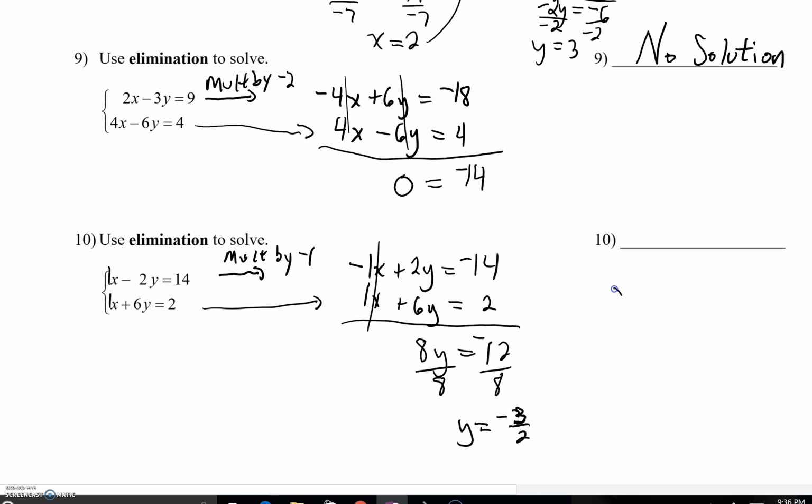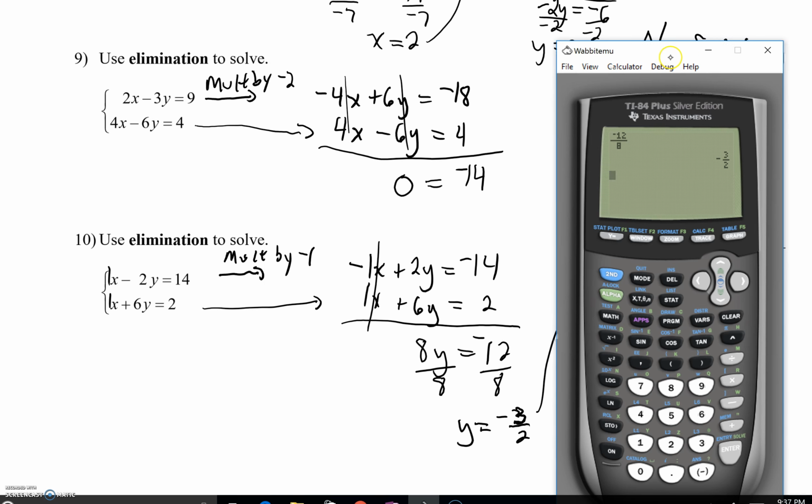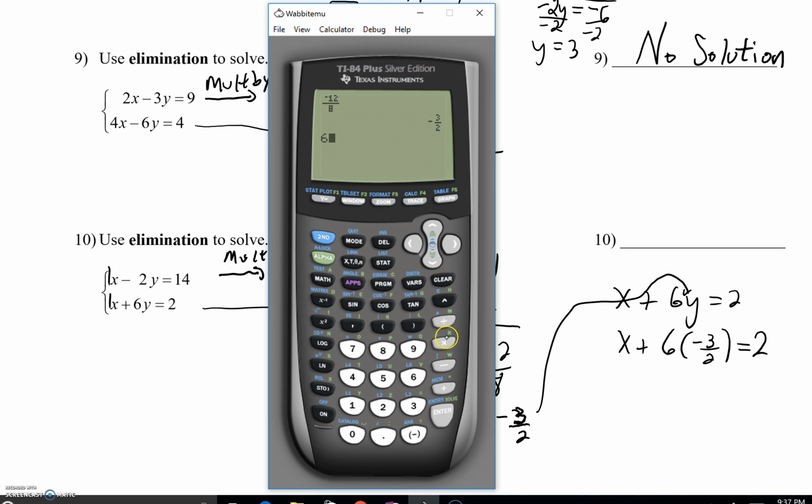Now again, you could go to either of your equations, like x plus 6y equals 2, or you could have gone to the x minus 2y equals 14. Honestly, it doesn't matter. I just want to show you you can choose either equation in all honesty. Plug in this y value here. And you can wonder, hey, what is 6 times negative 3 halves? Well, here you don't even really need to type in a fraction button. You can just hit that slash. I wanted to show you that too.